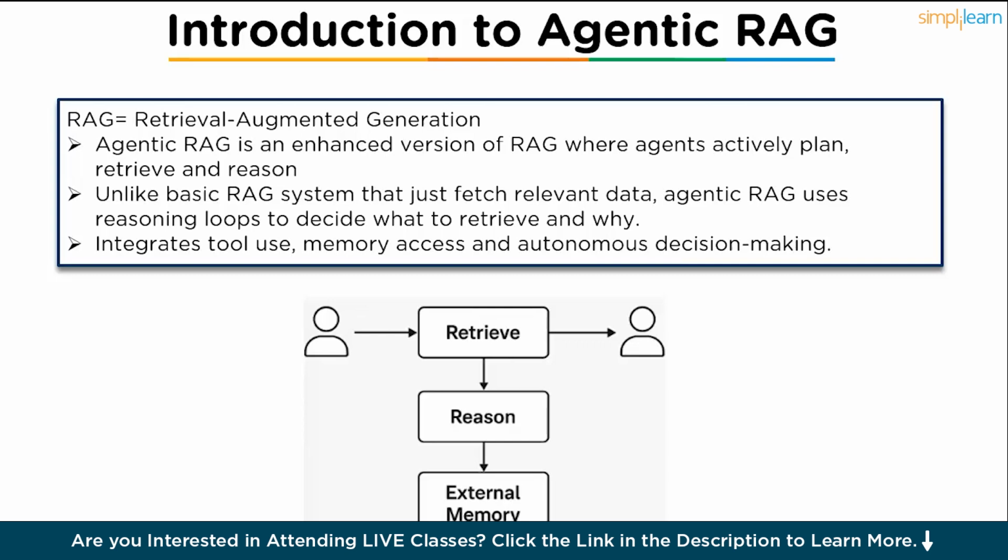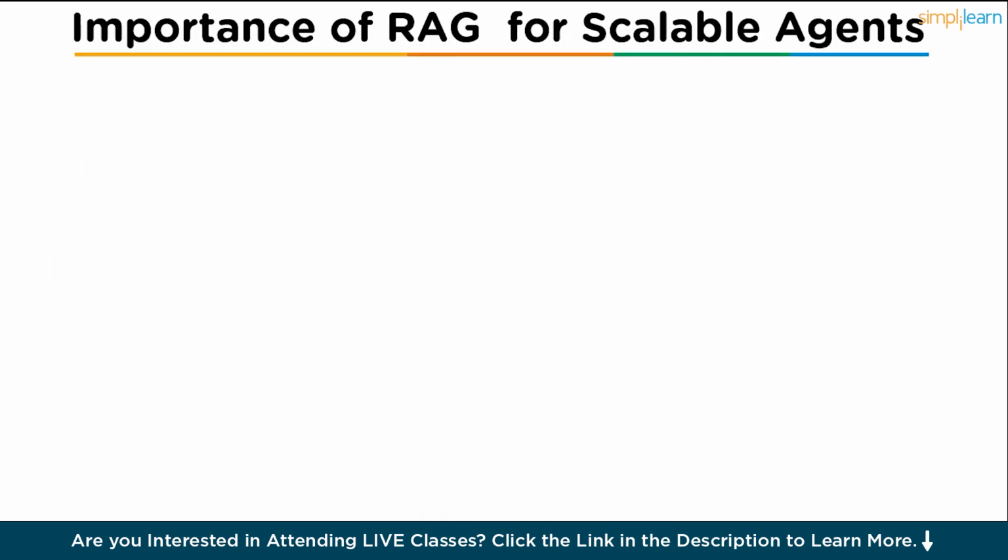And in reason, they analyze retrieved information to make informed decisions. Thirdly, to integrate tools and memory, they use external tools and stored memory to process complex queries. This advanced approach allows agents to perform tasks autonomously, scaling efficiently for real-world applications that require both intelligence and adaptability. Why is RAG important for scalable agents? RAG is crucial for creating scalable, intelligent agents, and here's why.